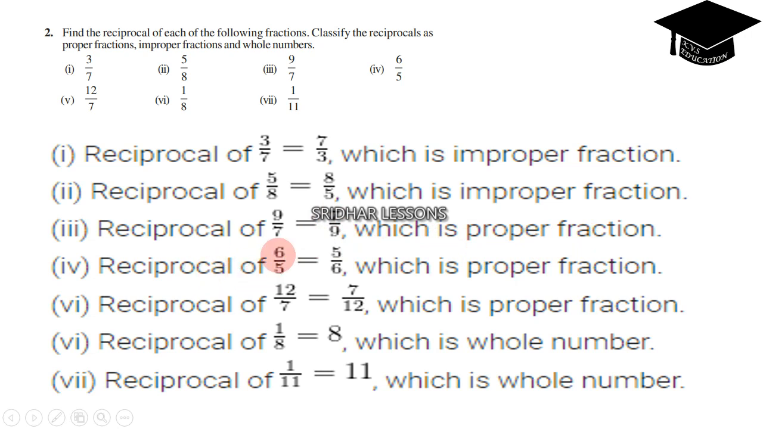Next, the reciprocal of 6/5 is 5/6, which is a proper fraction. The reciprocal of 12/7 is 7/12, which is a proper fraction. Next, the reciprocal of 1/8 is 8. This is a whole number. And the reciprocal of 1/11 is 11, also a whole number.